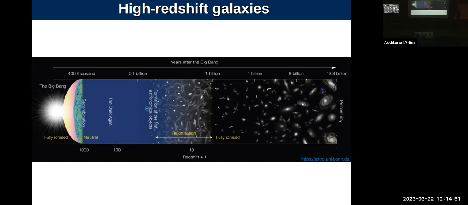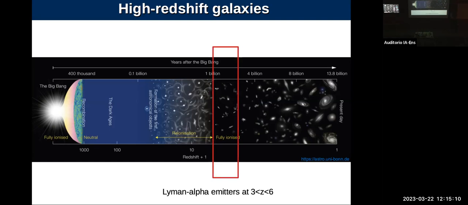So this is what is known as the reionization epoch. This epoch is believed to have finished at a redshift of about 6, or about 1 billion years after the Big Bang. After that, the universe is fully ionized, and it continues evolving until today. So the galaxies I'm going to focus on are the Lyman-alpha emitters, and they are detected at a redshift between 3 and 6. This means that we start detecting Lyman-alpha emitters when the reionization epoch finished, and we will go all the way down to a redshift of 3.